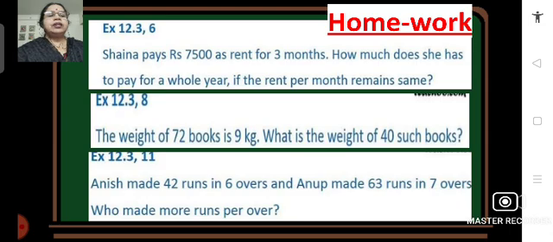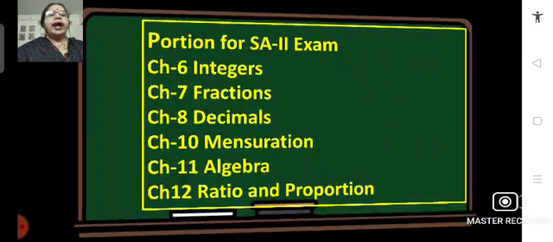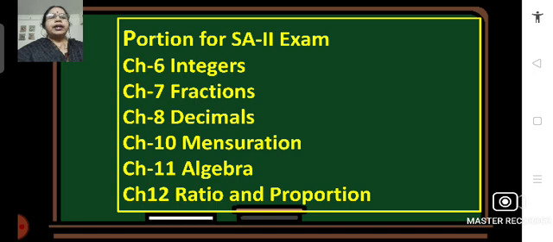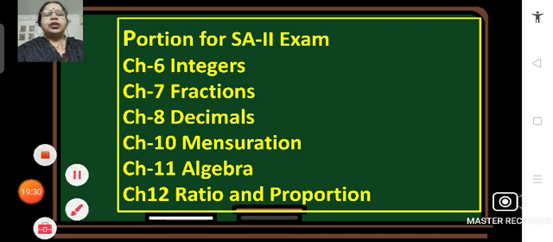Before I end this session, let's have a look at the portion for your upcoming Essay 2 exam. Children, there are 6 chapters which are included for the Essay 2 exam. These are chapter number 6 integers, chapter number 7 fractions, chapter number 8 decimals, chapter 10 mensuration, chapter number 11 algebra and chapter 12 ratio and proportion. So keep practicing the problems from these chapters so that you get good practice before your exam starts.